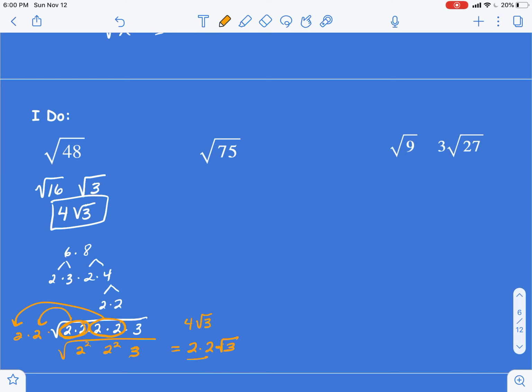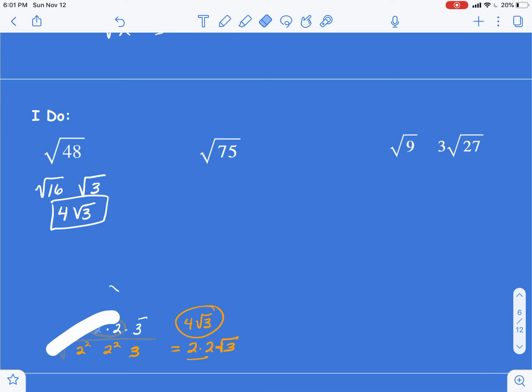Now that's by using the prime factorization method. I think it's very long. I think it's just easier to think of a perfect square that is in the number. Now that's just me. And we can talk about and do more of those definitely in class.